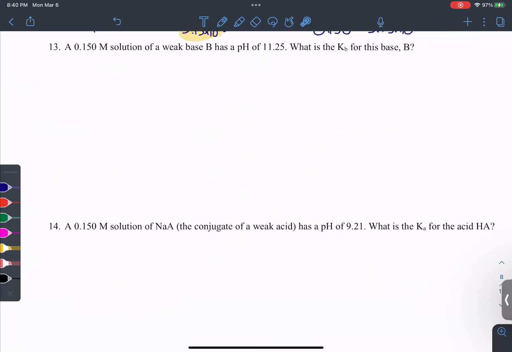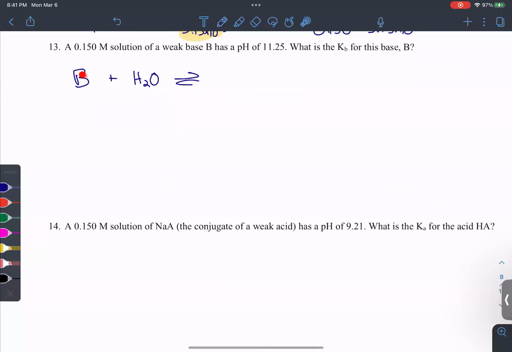It's the only difference: it's not an acid, it's a base, and we're asking for Kb. So we need to write an equation of B acting like a base. If we start with B, what is a Kb expression? I always remember, in order to make a Kb expression, you take the base and add water. A base acting like a base, what's the definition of a Bronsted-Lowry base? It accepts a proton.